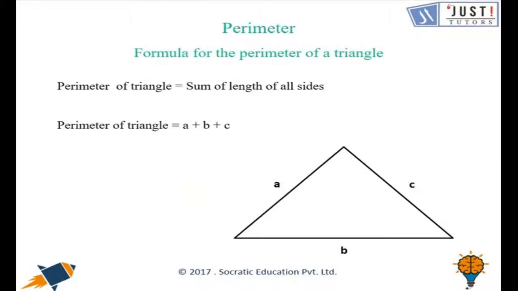Now the next topic is the triangle. The perimeter would be the sum of all the lengths of this triangle. So if we name the sides A, B and C, the perimeter would be A add B add C.